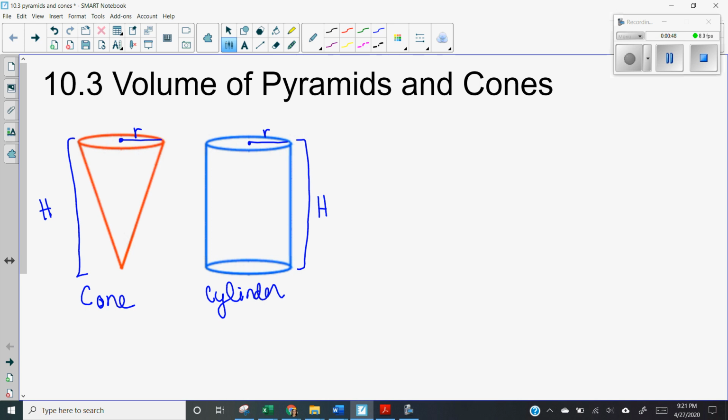I would assume we would all answer the cylinder. Okay, so the volume of the cylinder is greater than the volume of the cone. But by how much exactly? We know how to find the volume of a cylinder. We do area of the base times the height of the whole thing, or pi r squared times h. So if we can figure out how these two figures relate to one another, we'll use that to find the volume formula for a cone.